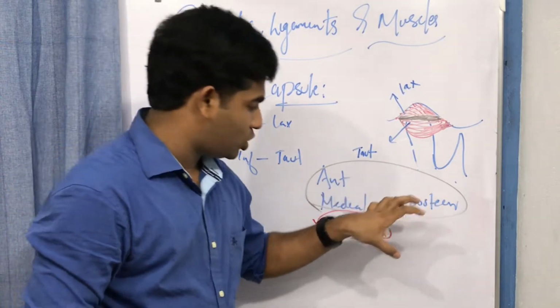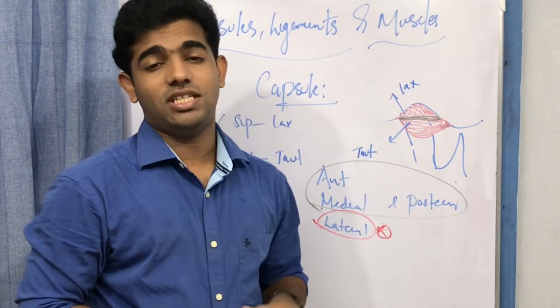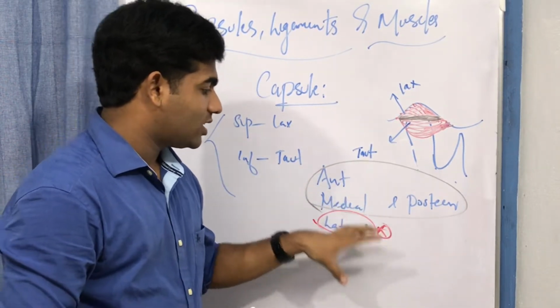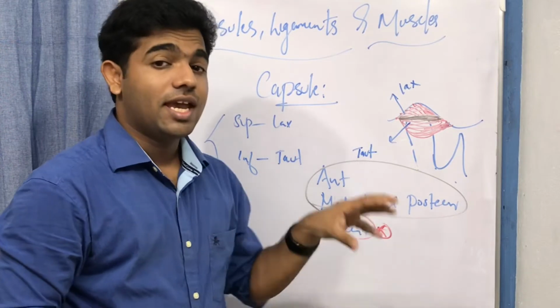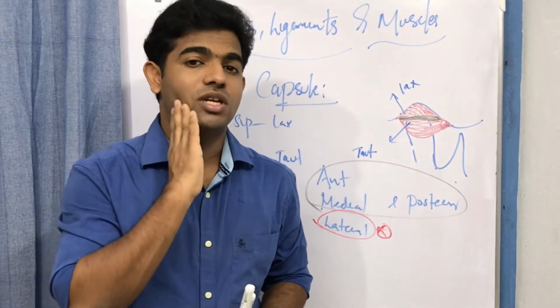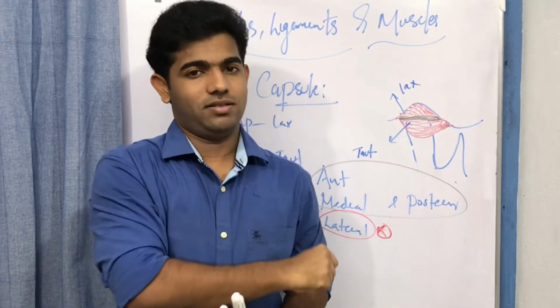Anterior, medial and posterior portions have relatively less function, whereas the lateral portion has a very crucial function, that is to provide lateral stability, and it is reinforced by the ligaments, right?